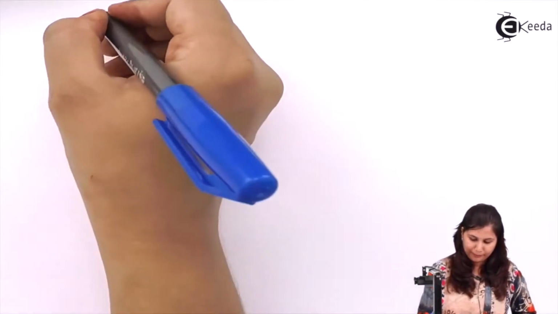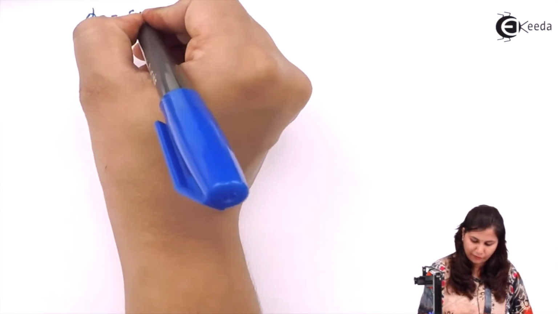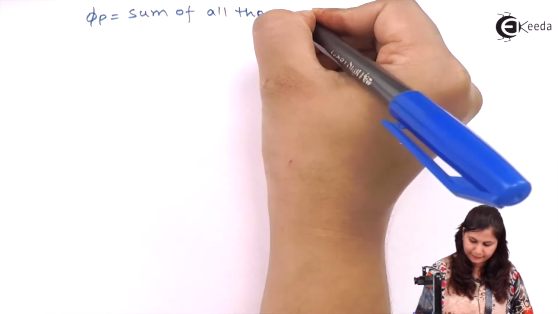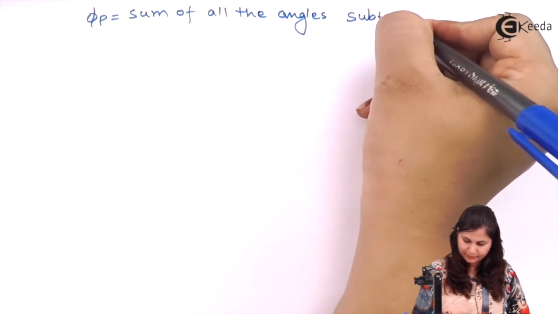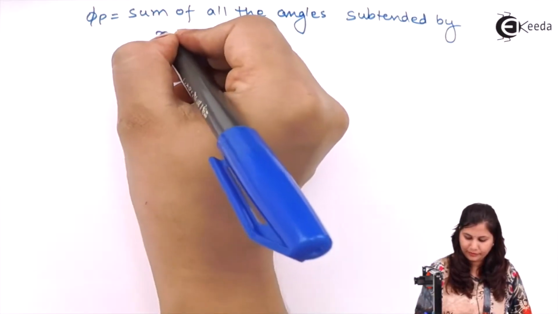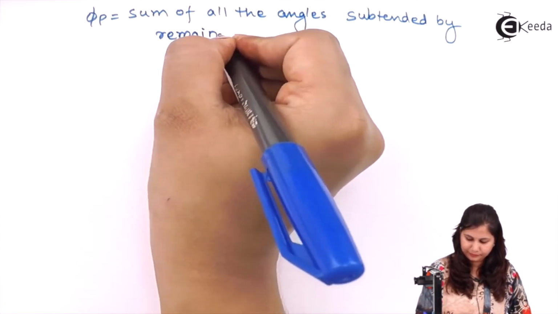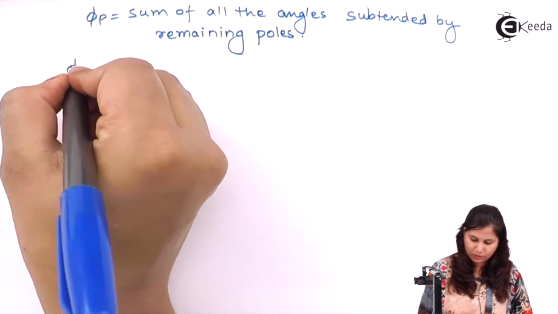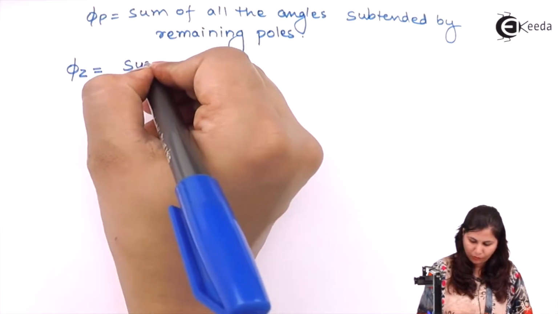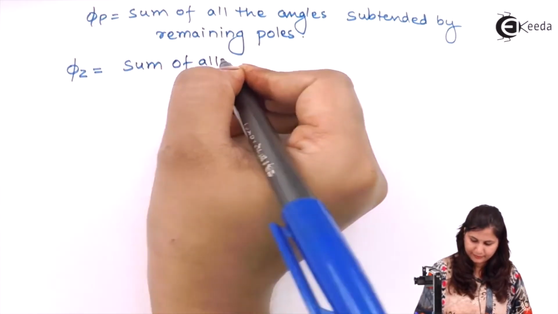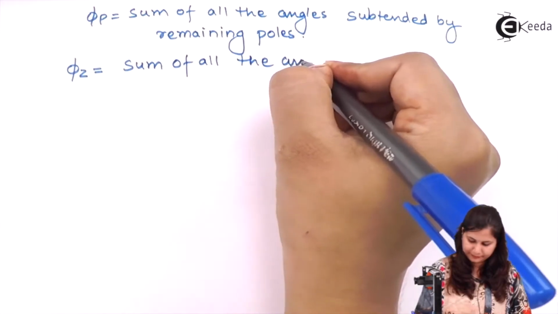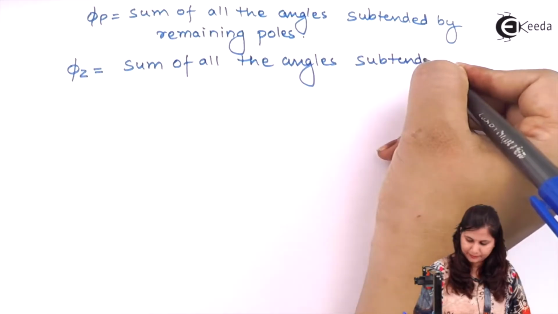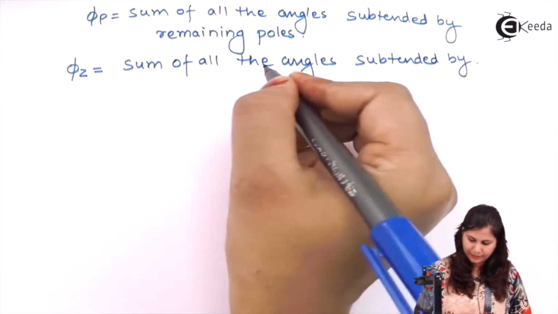Okay. So phi p, it is what? Sum of all the angles subtended by the remaining poles. And phi z is what? Sum of all angles subtended by zeros.